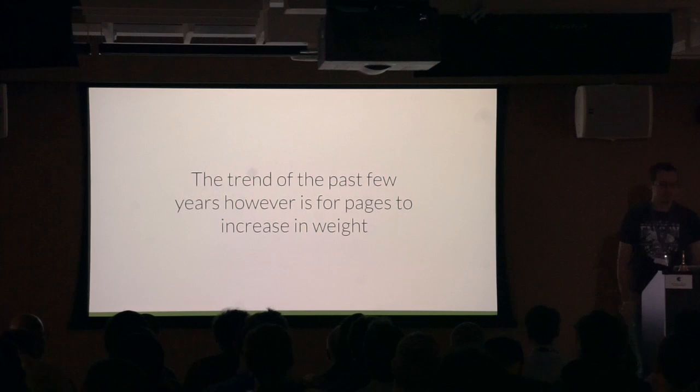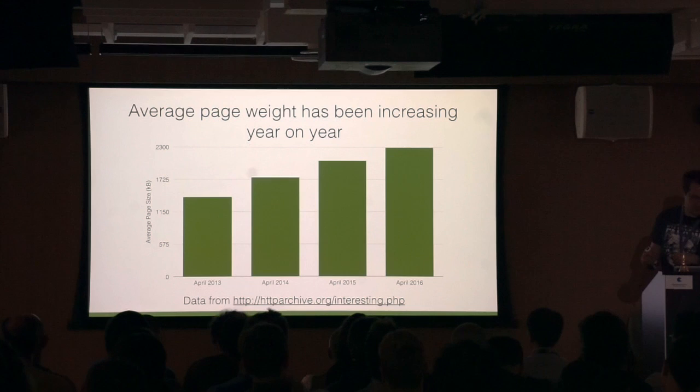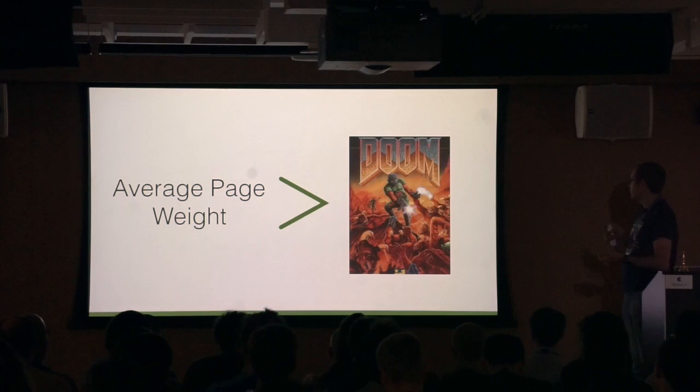The trend in the last few years, however, has been major increasing weights. If you look at average page weights, it's been increasing year on year. In April 2013, it was 1,411 kilobytes. But in April 2016, it was 2,296 kilobytes. So that means the average page weight is bigger than the entire Doom game, including the images, the code, and so on.